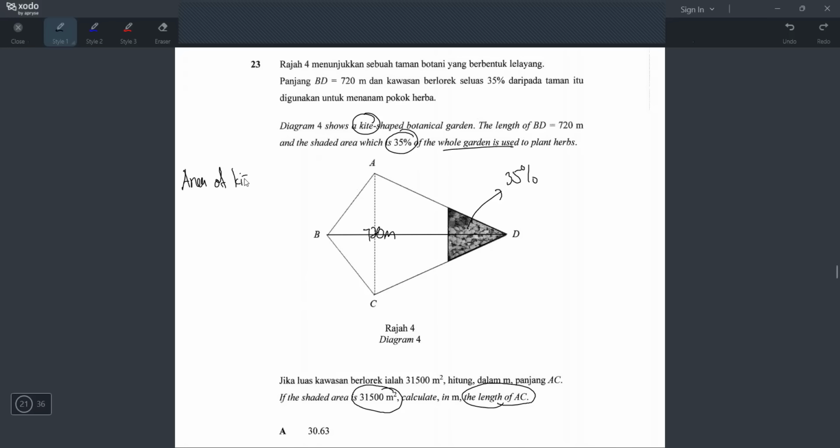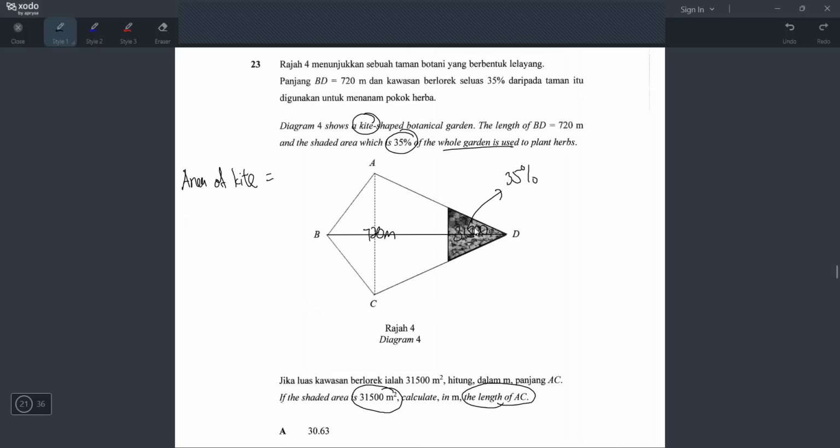Why do I need to find area of kite? So that after I get the area of kite, I can times with 35% to get the area of this shaded part. Wait, but I cannot find the area of kite because it's not enough information. Let's think about this. How can I do this question? Okay, the shaded area, actually, I have it already. It's 31500. So this is 31500, right?